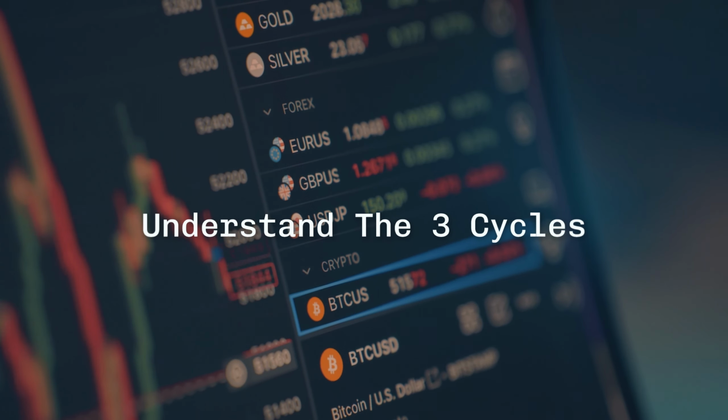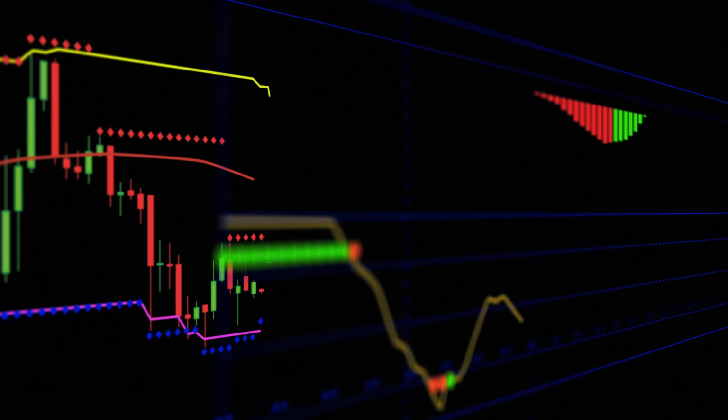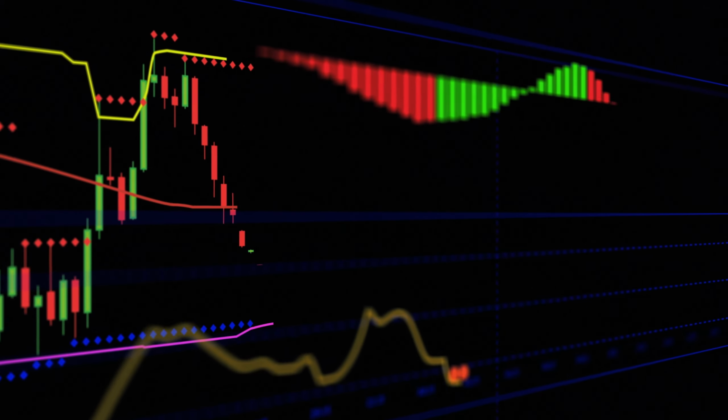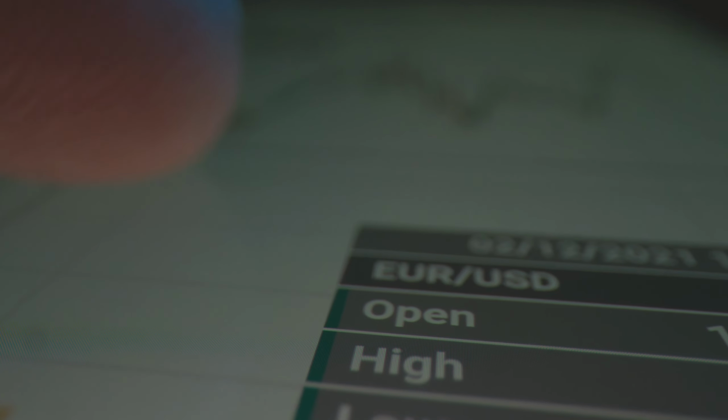Now, the last principle we're gonna get into, it's the most important one. Because if you don't understand these, then no matter how much practice and time you put into the first and second principle, you won't be able to make money in this market. And that is understanding the 3 market cycles. So, quick overview. Every market has 3 cycles, whether that is crypto, forex, stocks, futures, you name it.